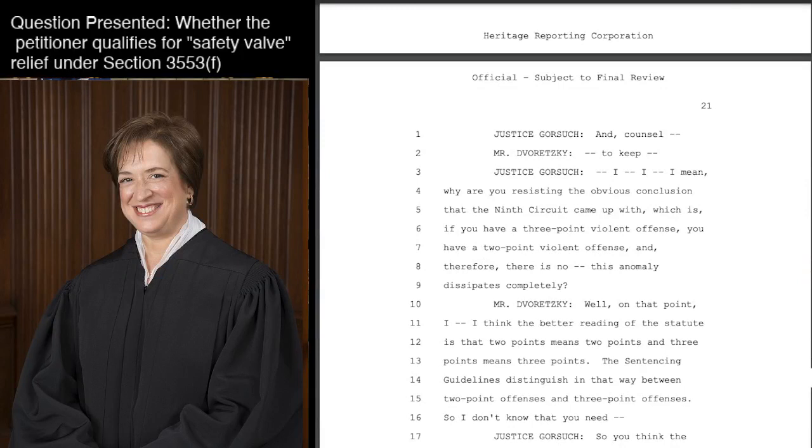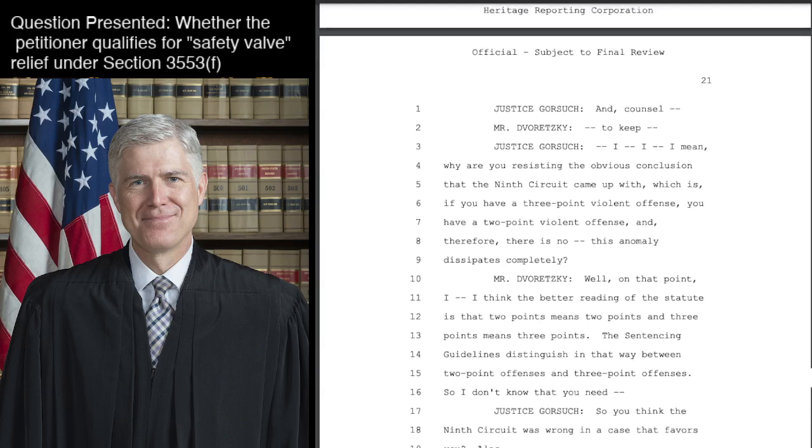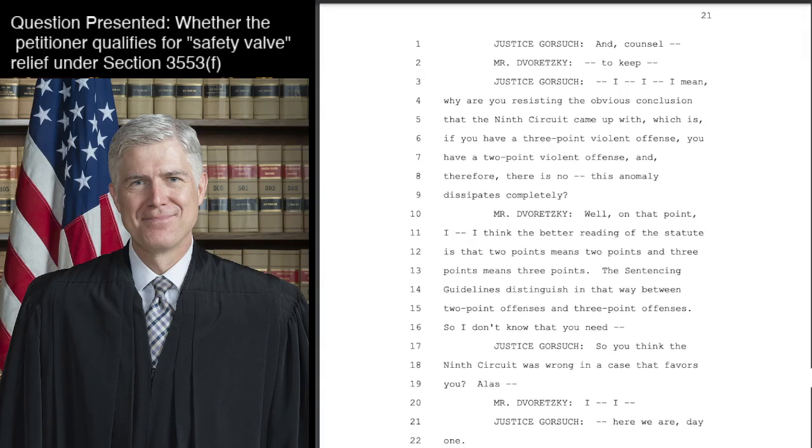And counsel, why are you resisting the obvious conclusion that the Ninth Circuit came up with, which is if you have a 3-point violent offense, you have a 2-point violent offense, and therefore this anomaly dissipates completely? Well, on that point, I think the better reading of the statute is that 2 points means 2 points and 3 points means 3 points. The sentencing guidelines distinguish in that way between 2-point offenses and 3-point offenses. So I don't know that you need.